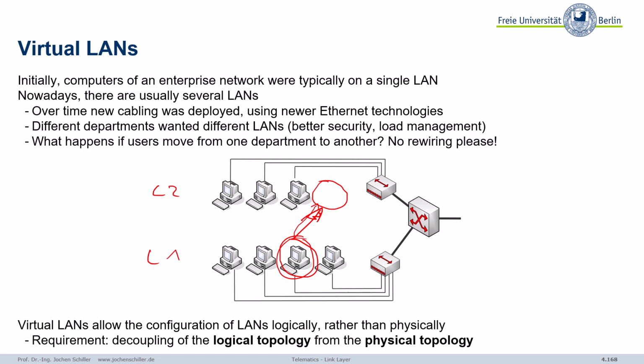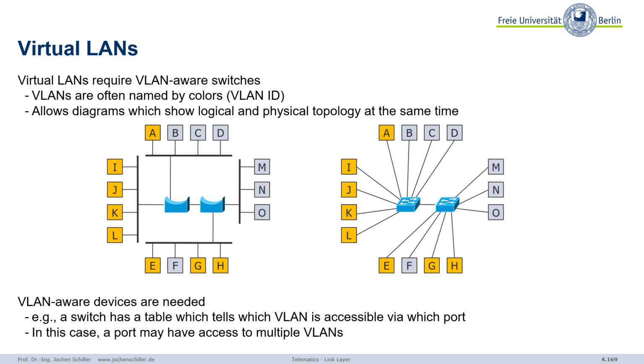Physically, we all belong to the same network. Think of wireless LAN. We're all in the same wireless LAN. Or think of other local area networks. We plug our computers in and then we are connected to this local area network. But logically, we belong to another group. To do so, we need VLAN-aware switches. All the larger switches can do this. And then we can create different VLANs, virtual local area networks, and we quite often name them by colors.